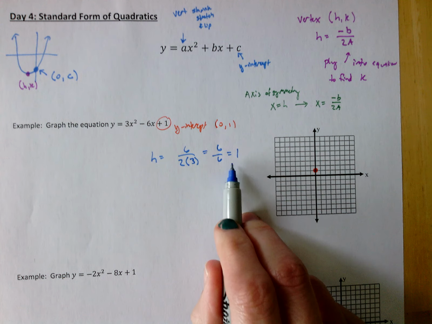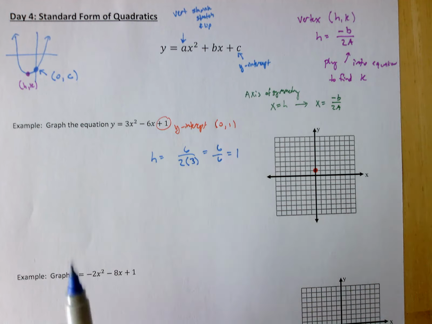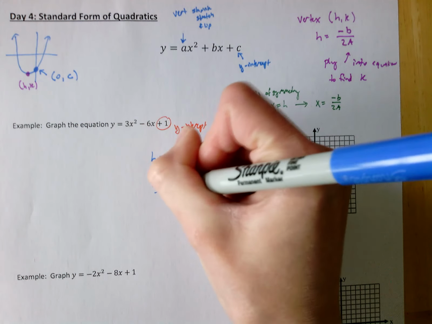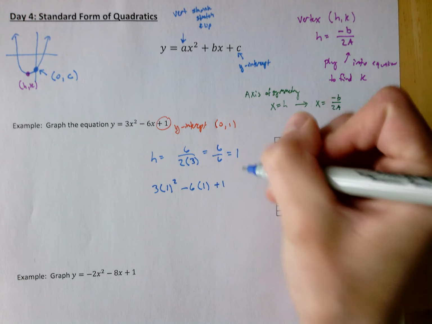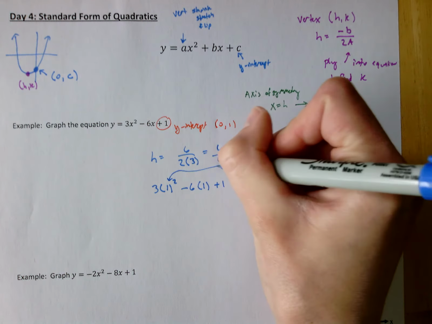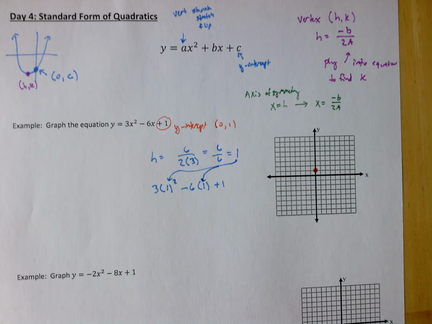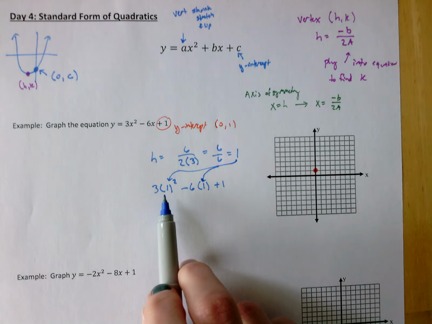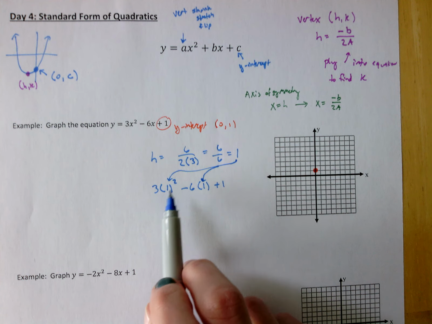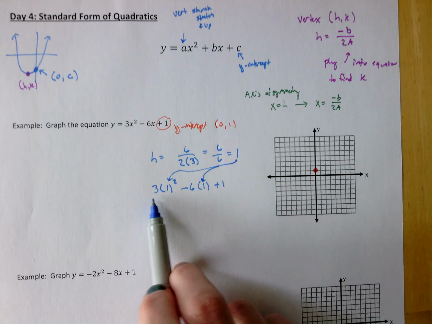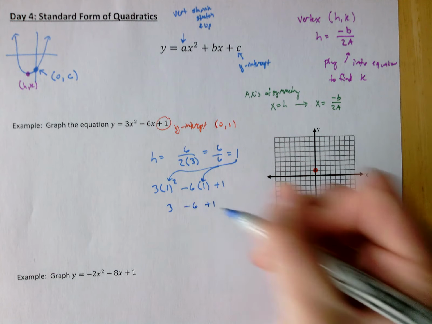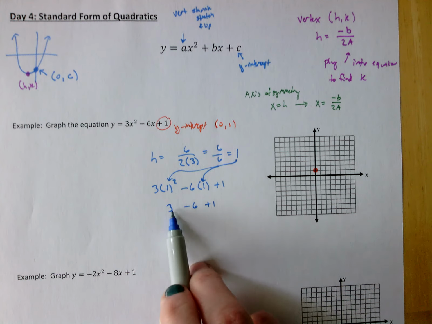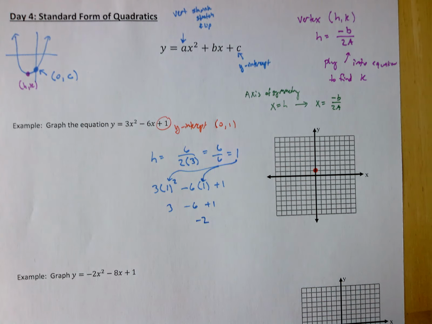Okay, then I'm going to take that 1, I'm going to plug it back into this equation for x. So I'm going to do 3 times 1 squared minus 6 times 1 plus 1. And I'm taking this number and I'm plugging it in for x in both spots. Make sure you follow order of operations when you simplify. Don't multiply the 3 and the 1 and then square it. That's not how this goes. Square first, then multiply. So 1 squared is 1, times 3 is 3. 6 times 1 is 6. Okay, and then if we combine all that together, 3 minus 6 plus 1 is -2.